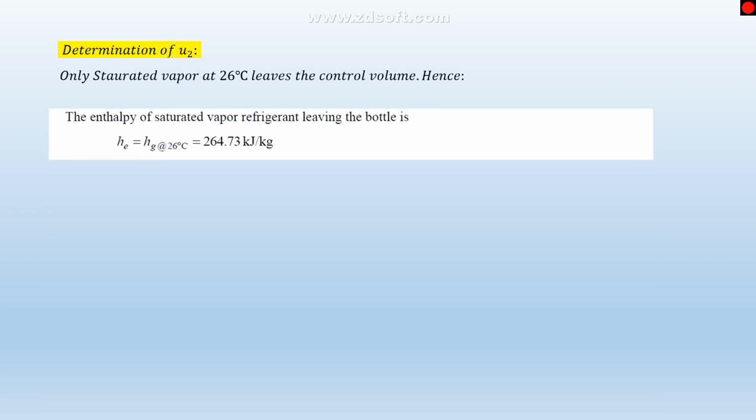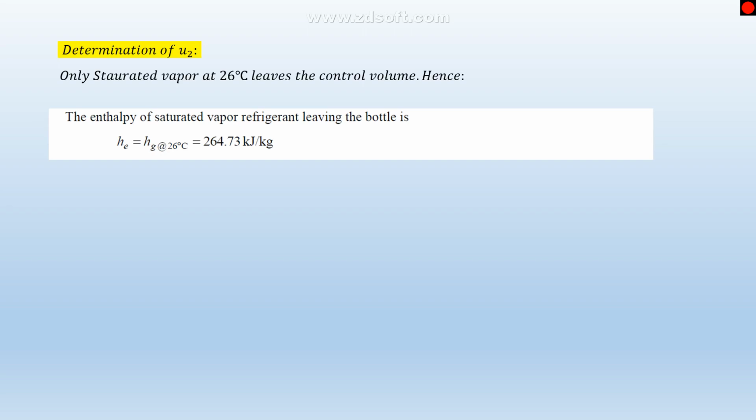So for the HE, sorry, this is a typo, I should correct it. For the HE, according to the available information, only saturated vapor at 26 degrees centigrade leaves the control volume, meaning that the enthalpy for the flow that leaves the control volume equals the enthalpy of saturated vapor at 26 centigrade. So you need to report HG.